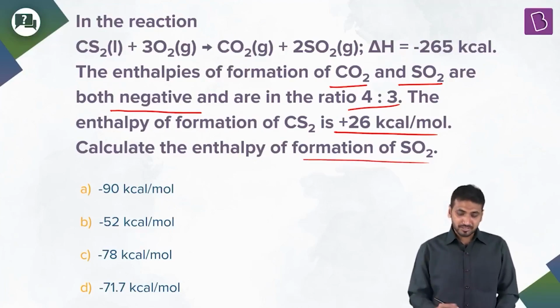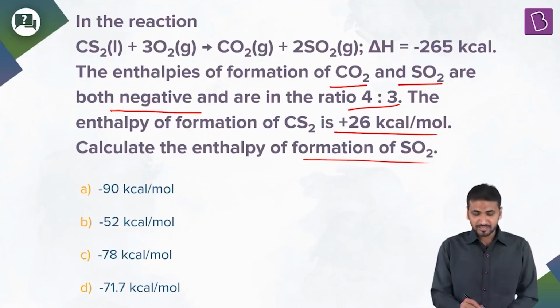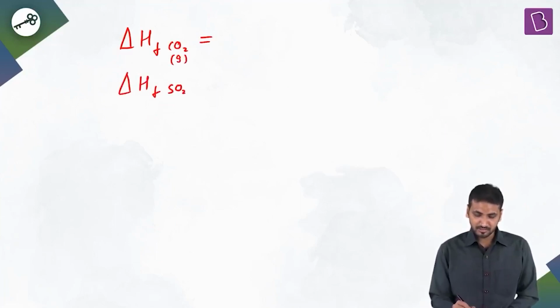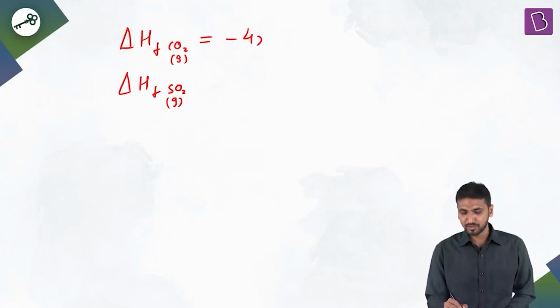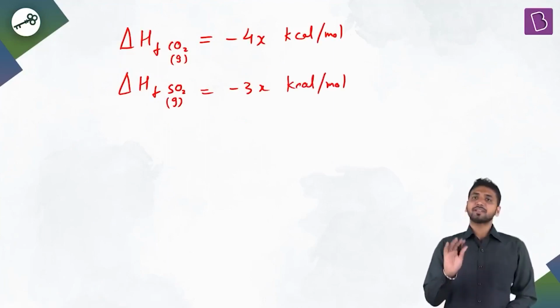Let's first interpret this 4:3 ratio, right? CO2 is to SO2. So can I say that delta H formation of CO2 and delta H formation of SO2, both gases, are in the ratio 4:3 with the negative values? So can I assume them to be minus 4x and minus 3x kilocalorie per mole? Right? I hope this makes sense.